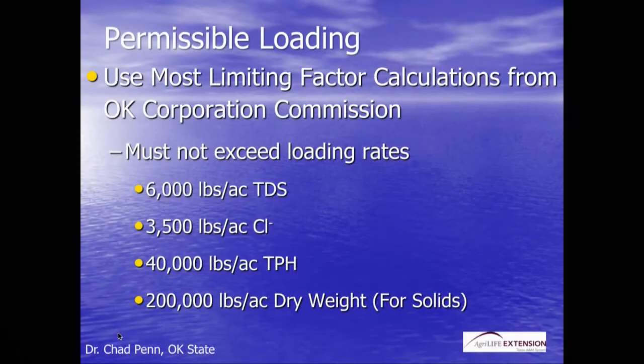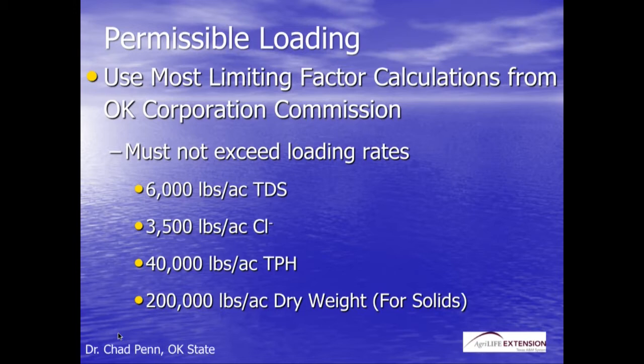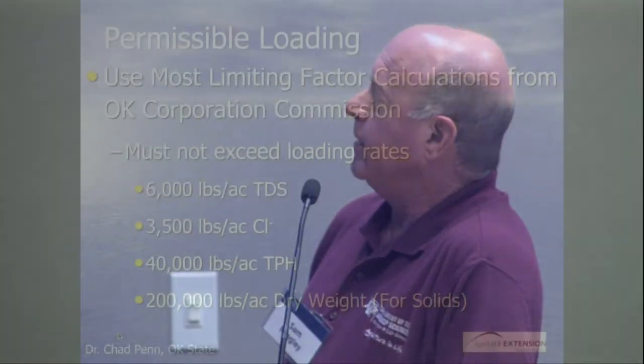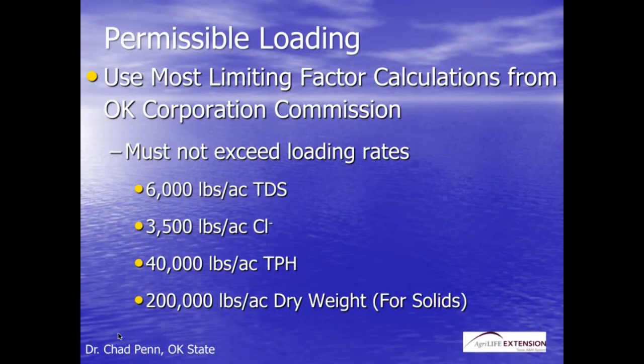Loading, based on the Corporation Commission, cannot exceed the following things: 6,000 pounds per acre of total dissolved solids. This goes back to the amount of salts that you have. 3,500 pounds per acre of chloride. If you convert that to parts per million, that's 1,750. Total petroleum hydrocarbon, 40,000 pounds per acre.